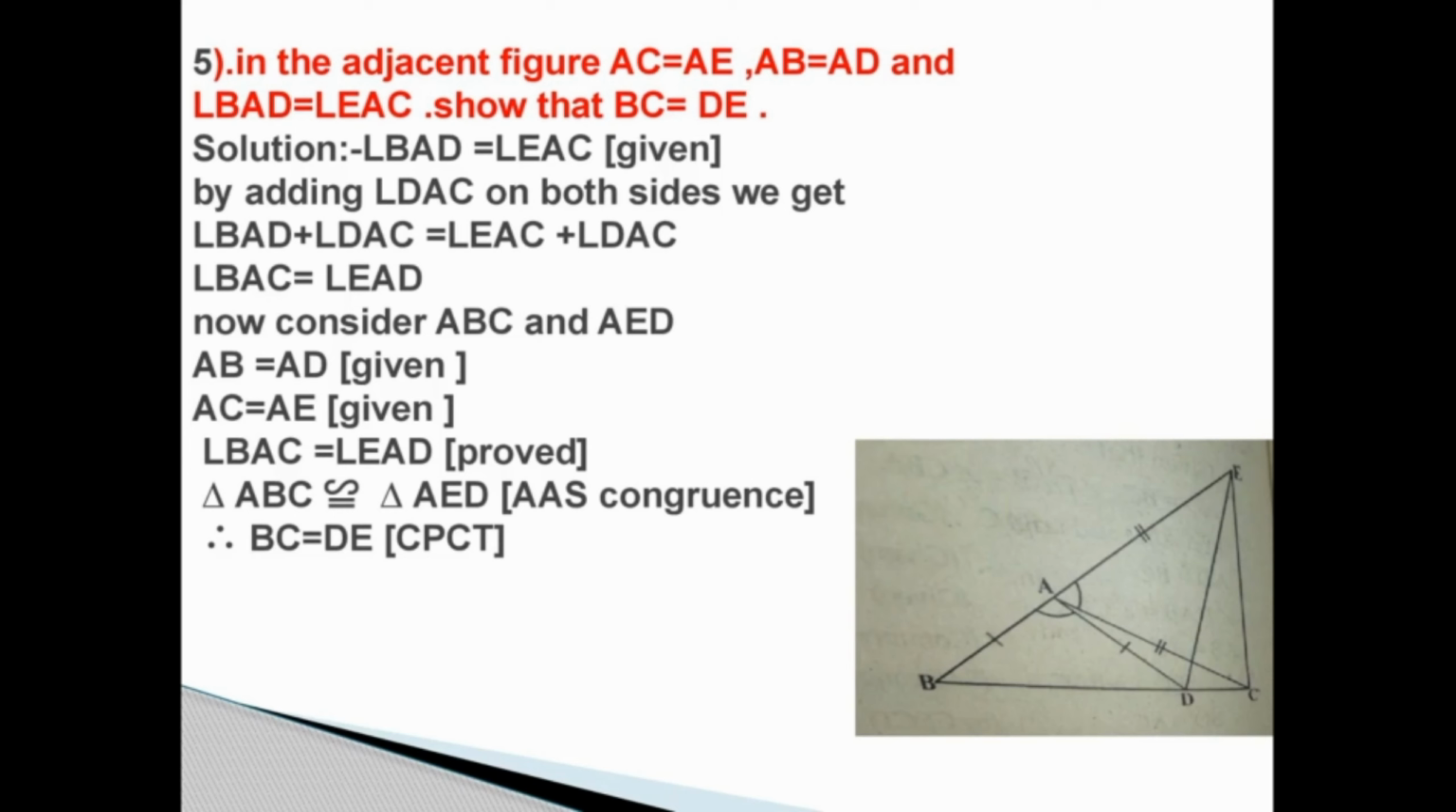Angle BAD plus angle DAC is equal to angle BAC, and angle EAC plus angle DAC is equal to angle EAD. That is, angle BAC is equal to angle EAD. Now consider triangle ABC and triangle AED. AB is equal to AD, given. AC is equal to AE, also given. Angle BAC is equal to angle EAD, proved. Therefore, triangle ABC is congruent to triangle AED by SAS congruency rule. Therefore, BC is equal to DE by CPCT.